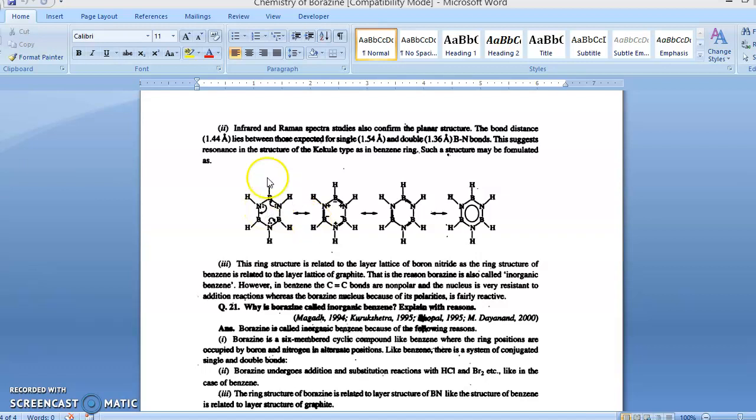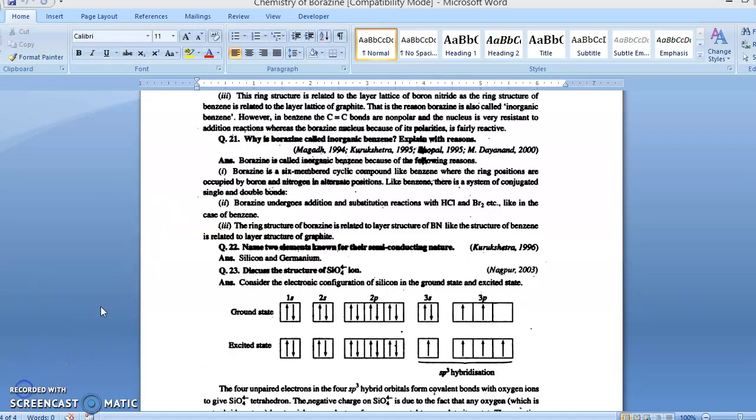Now there is a question that came in every exam like NET, GATE or any university exam, why borazine is called inorganic benzene. So you have to explain with proper reason. Now borazine is called inorganic benzene because of the following reasons.